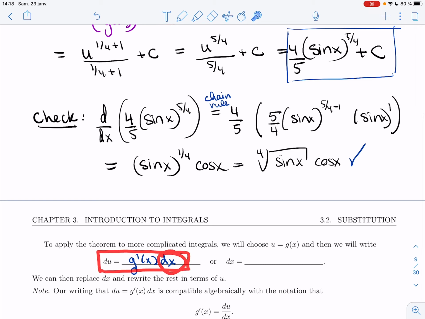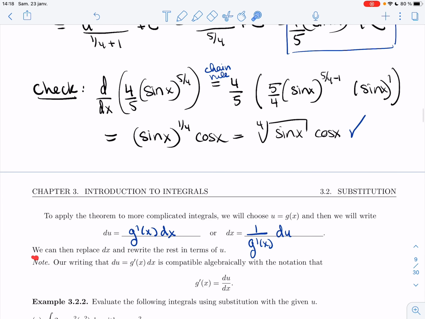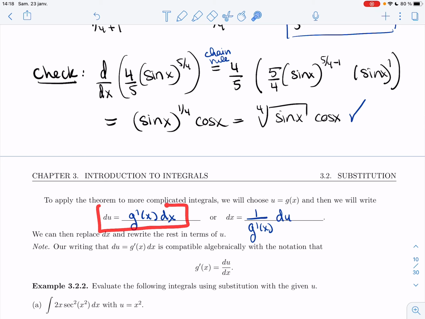And if you solve for dx, you'll be able to say that it's 1 over g prime of x du. So whichever one you like, you can use. Either du is g prime of x dx, or dx is 1 over g prime of x du. We can then replace dx and rewrite the whole rest of the integral in terms of u. This looks a bit strange because I have du and dx on opposite sides, but algebraically, this is compatible with the notation that g prime of x is du over dx, right? It's just that I'm taking the dx and sending it to the other side.